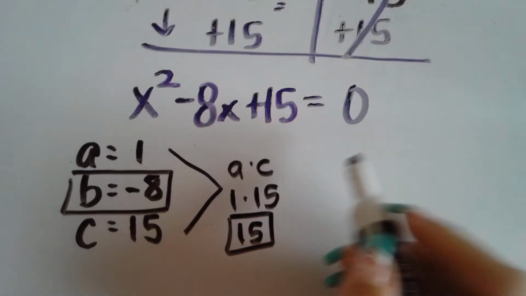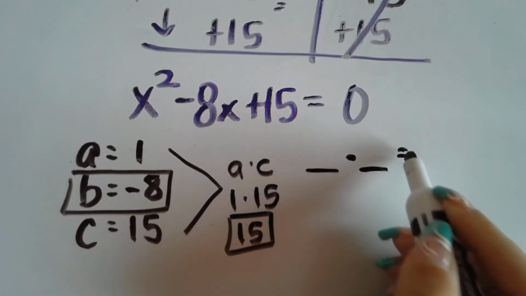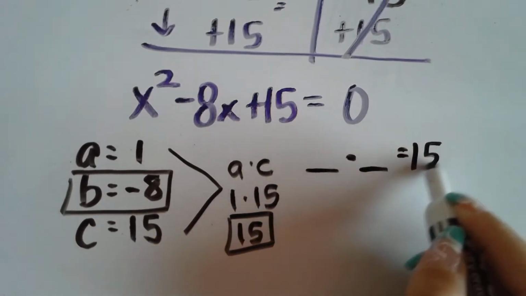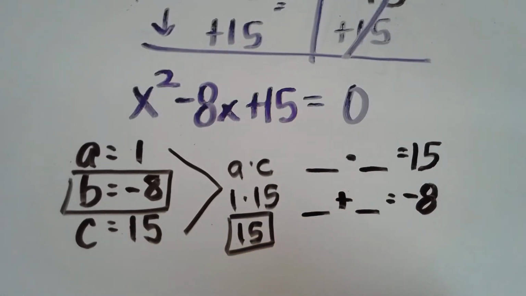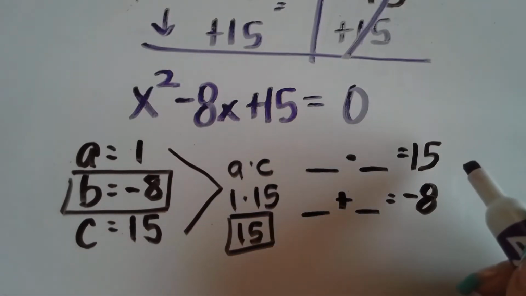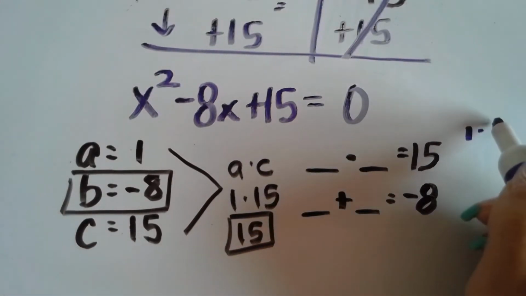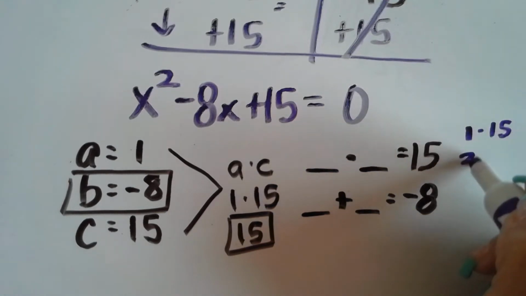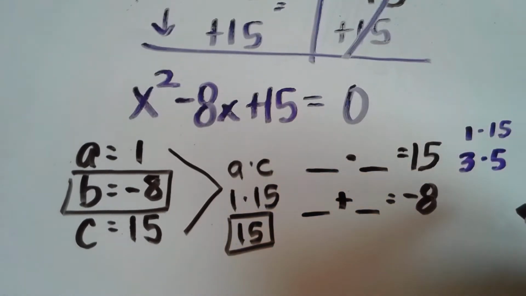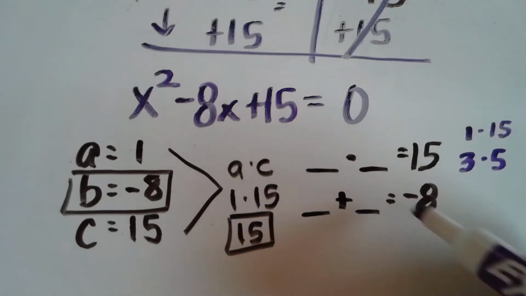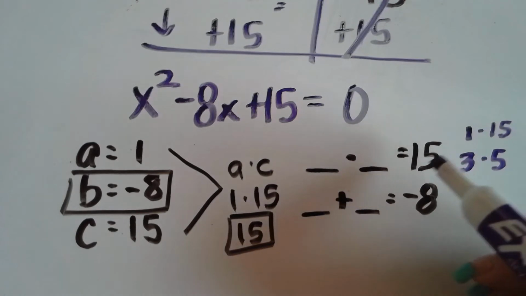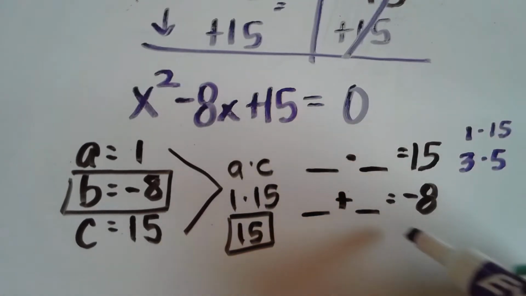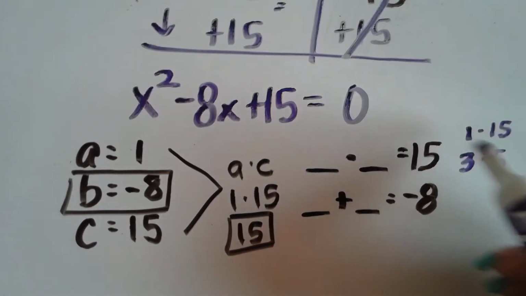So now we're going to come over here, and we're going to figure out two numbers that multiply to equal 15, but those same two numbers have to add to be a -8. Okay? So, what are our factors of 15? 1 times 15, 3 times 5, and that's it. Okay? How can we make these two numbers add into a negative? Well, I know that they have to multiply to be a positive.